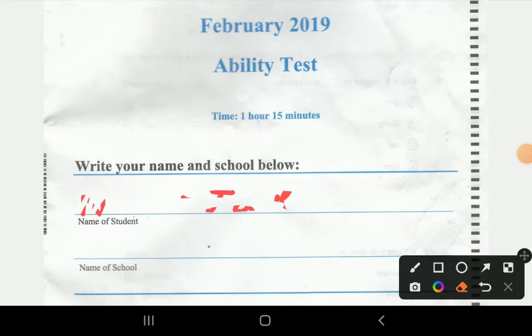I'm gonna write my name. Make sure you write your name in full, and make sure you do as the instruction says on the paper. So I'm going to be doing it with you, so hopefully you pay attention to what I'm doing, because I am doing it for real.